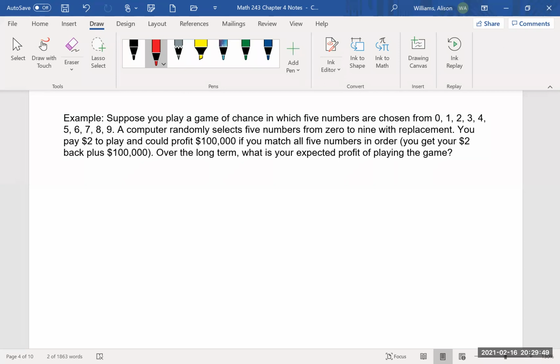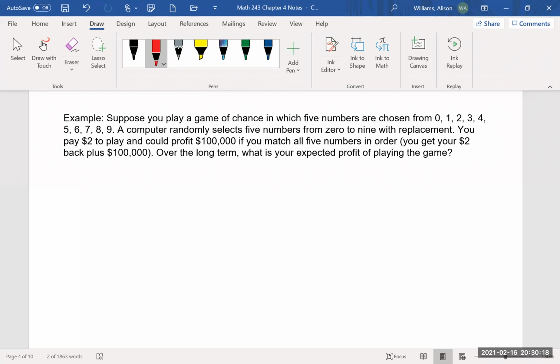Okay, so you pay $2 to play and you could win $100,000 if you match all 5 numbers in order. So it's like the lotto. And you'll get your $2 back plus the $100,000. So on the long term, what is the expected profit for playing this game? Okay, having such a big payout, is it enough to play the game? So let's go ahead, and what we need to do is create a probability table here.